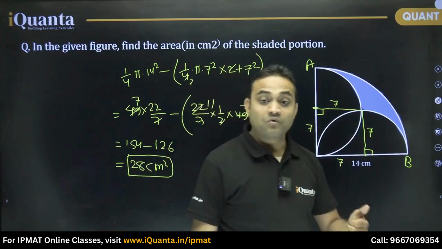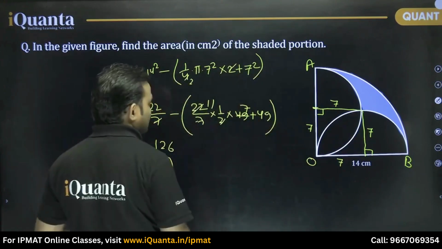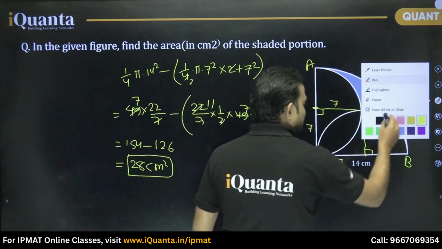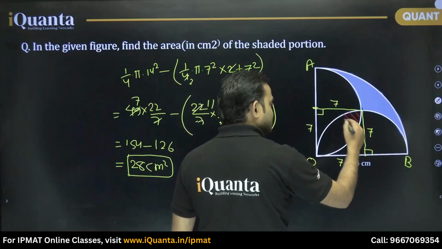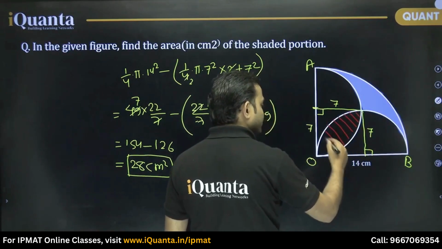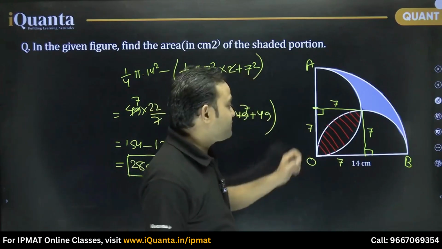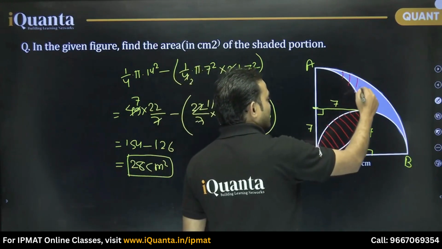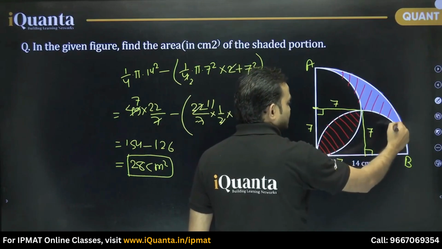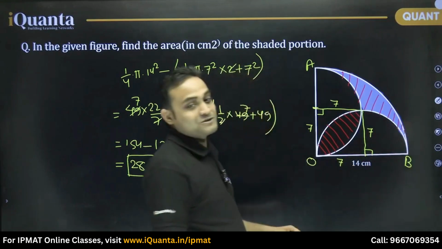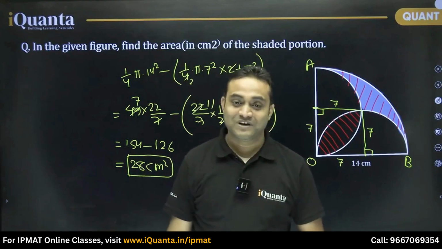Now, one very interesting part is, if question is asked, what will be the area of this region? This leaf. So area of this leaf is same as area of this shaded region, which is also 28 centimeter square. Okay.